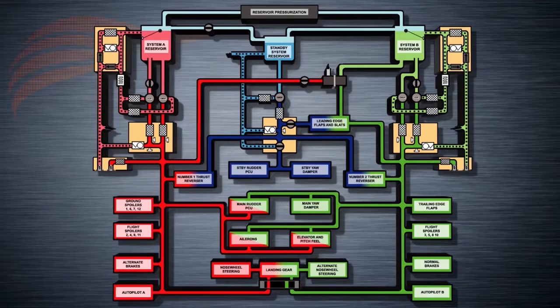Hydraulic system B also supplies power to the ailerons, elevator and elevator feel, and the main rudder power control unit, but the list changes a little from there on. System B also powers the two remaining flight spoilers on each wing, the main yaw damper, leading edge flaps and slats, trailing edge flaps, normal brakes, the engine number 2 thrust reverser, autopilot B, alternate nose wheel steering, the landing gear via the landing gear transfer unit, and the power transfer unit pump.